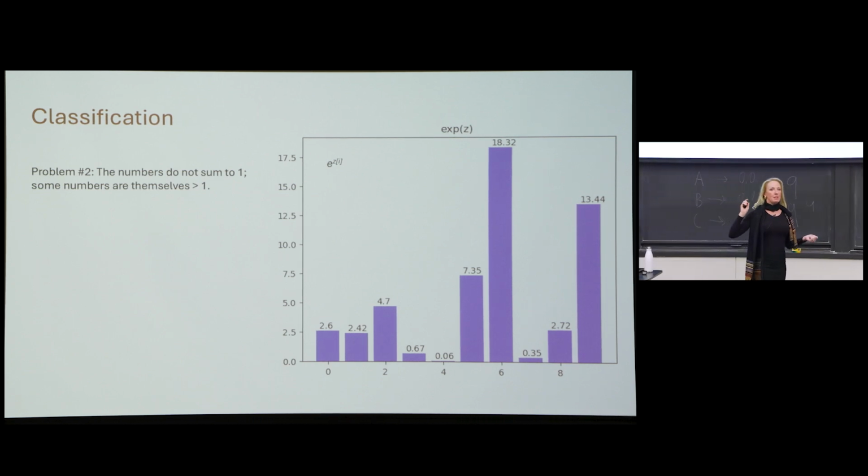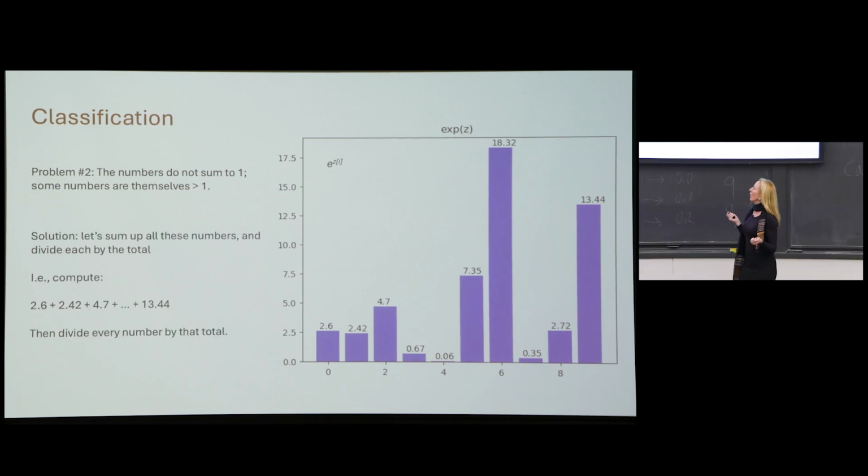Fortunately, this problem is very easy to solve. All we do is sum up all of these numbers, and then we're going to divide each one by that sum, okay? Why? Because then it's just going to add up to be 1, right? If you have numbers that add up to 100 and you divide each one by 100, then they're going to sum up to be 1 now, okay?